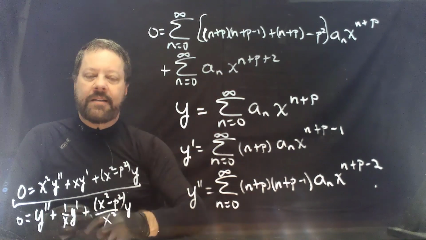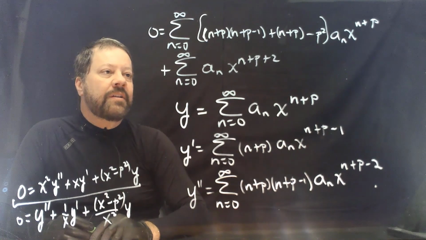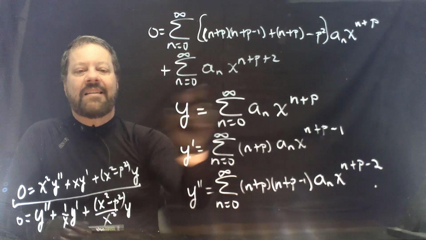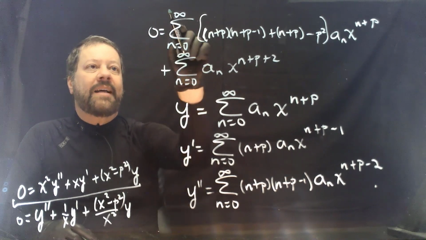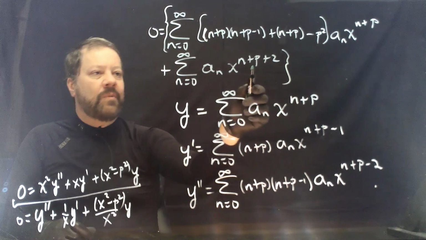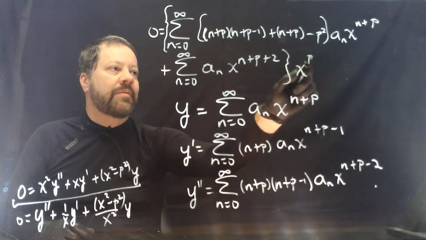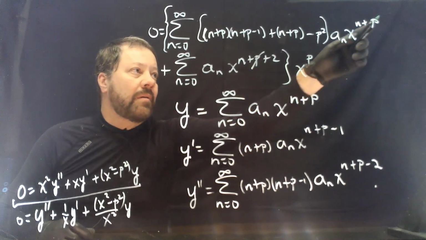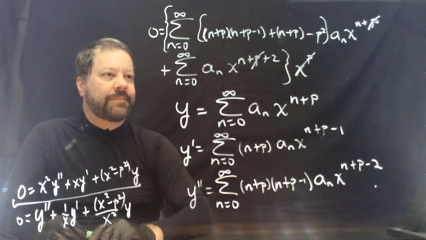and in order to then find a recursion relation to solve for the coefficients, we'll have to reindex this last sum. However, there is one thing that we can do now. We can factor out an x to the power of p, which belongs to all of these terms. And we can cancel that factor off.